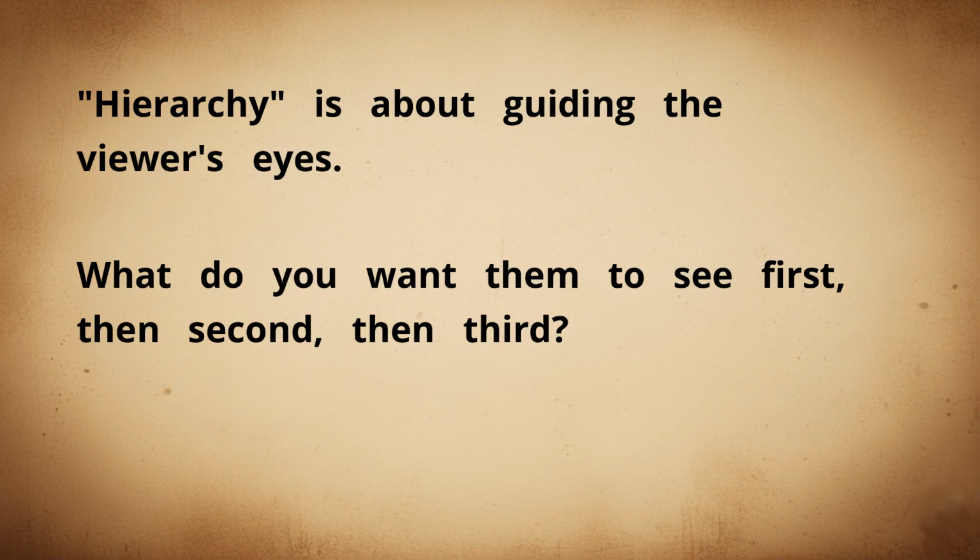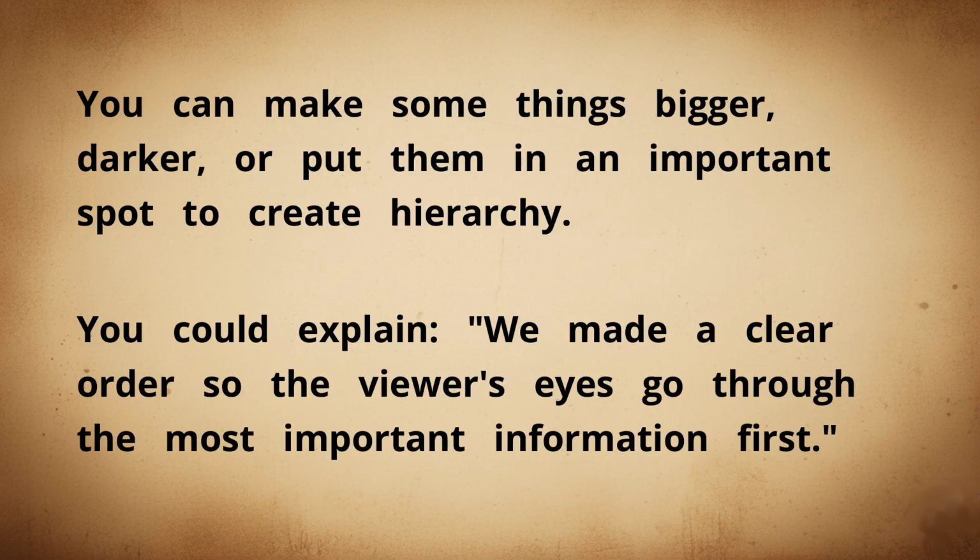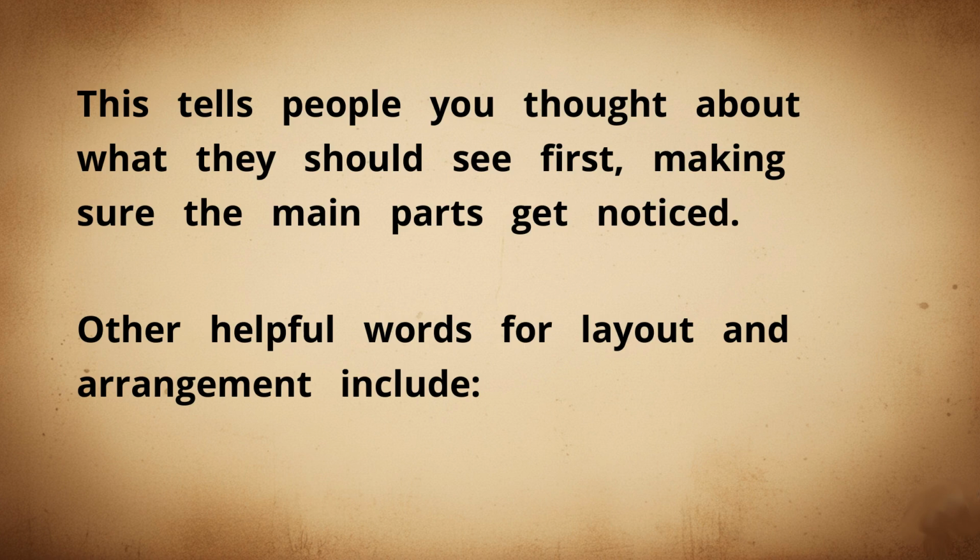Hierarchy is about guiding the viewer's eyes. What do you want them to see first, then second, then third? You can make some things bigger, darker, or put them in an important spot to create hierarchy. You could explain, "We made a clear order, so the viewer's eyes go through the most important information first." This tells people you thought about what they should see first, making sure the main parts get noticed.